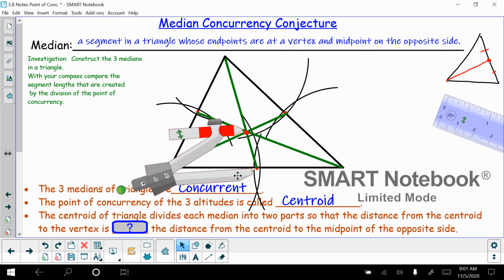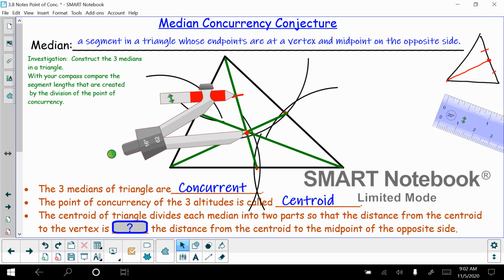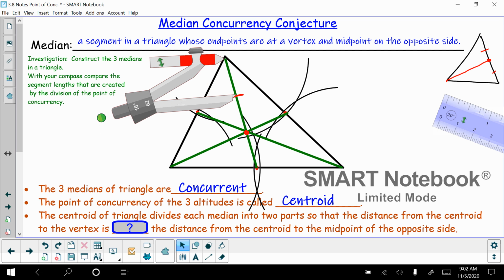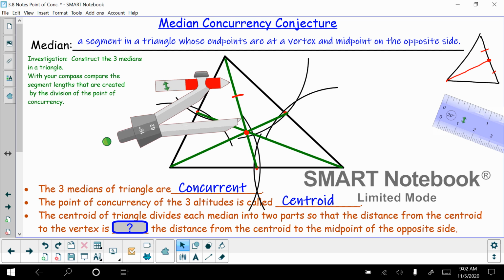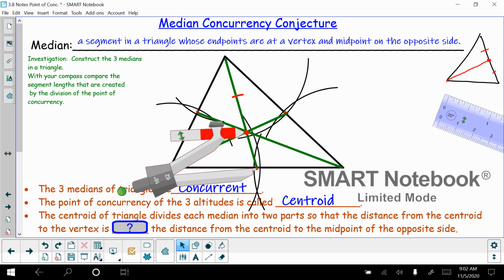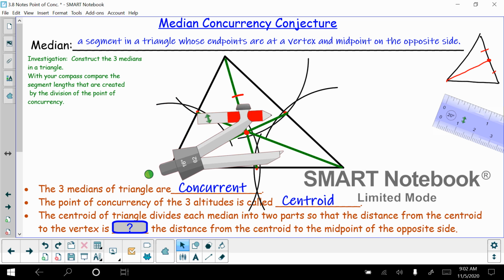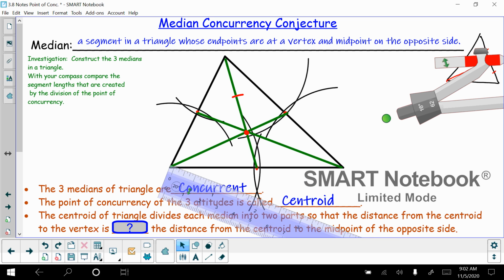Let's just focus on this median. Get the measure from the centroid to the edge of the side. Measure that. Then bring your compass up here, go to the point of concurrency, make a little arc there, and then move your compass here. What do you notice right here? It is exactly double the size of this piece over here. You see that? That's how I want you to measure with your compass. Like I said, you can measure with your ruler too.